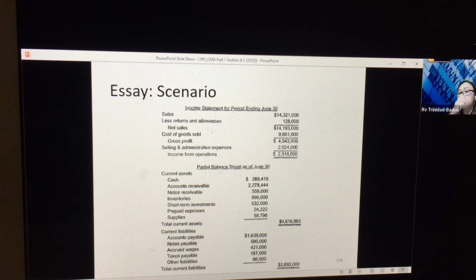Pag in-apply mo kasi yung changes niya, your net profit or the income from operations would actually be around, suggested, 1,983,000.